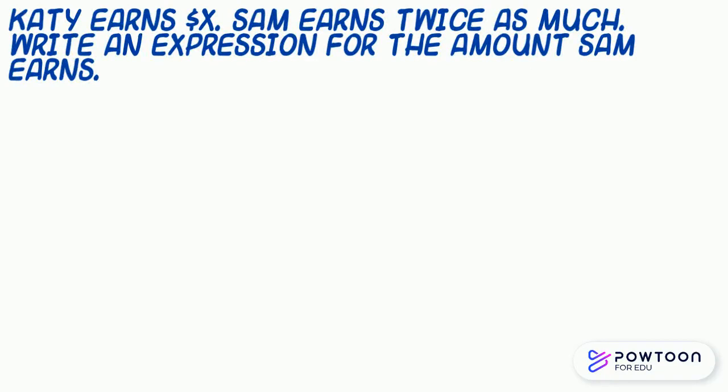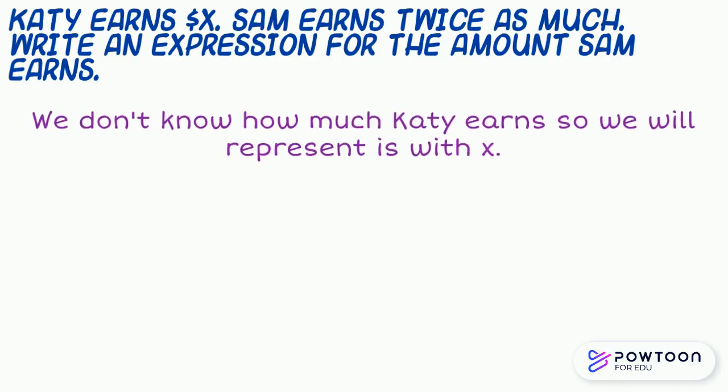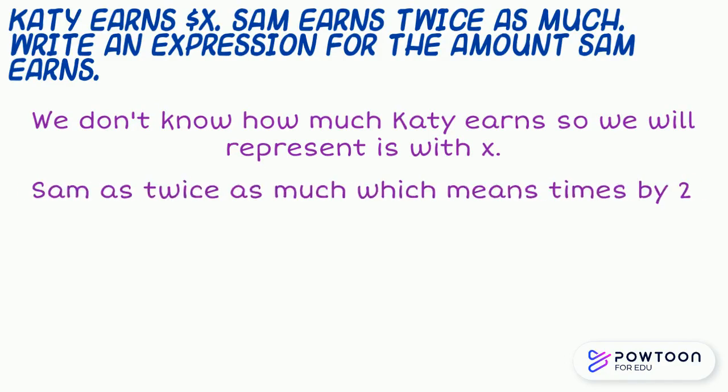Katie earns X dollars, Sam earns twice as much. We want to write an expression for the amount that Sam earns. We don't know how much Katie earns, so again, we're going to just use a letter, and in this case, it's X. Sam earns twice as much, which means just times by 2, so it's X times 2, but we write it as 2X.